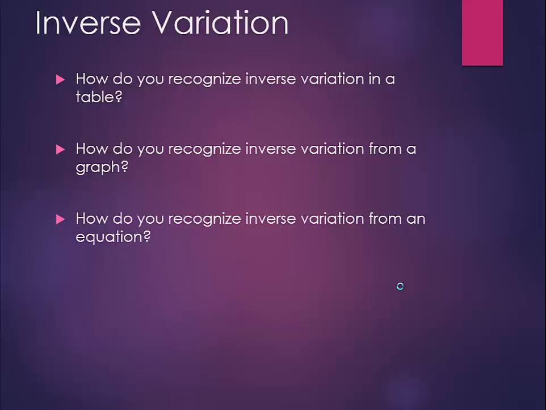Now, how do you recognize inverse variation in a table? Well, in a table, we need our k values to equal the same thing. And with inverse variation, k equals y times x, or x times y. How do you recognize inverse variation from a graph? Simple. We're going to have a curved line that doesn't touch the x or the y axis.